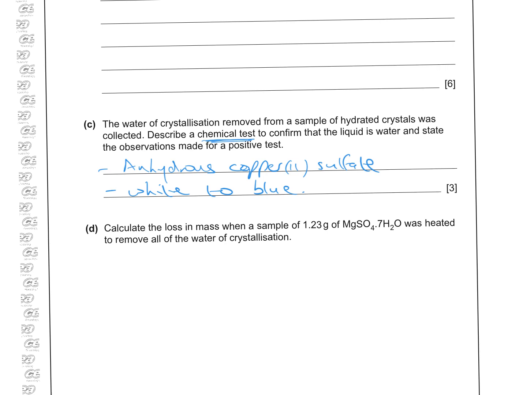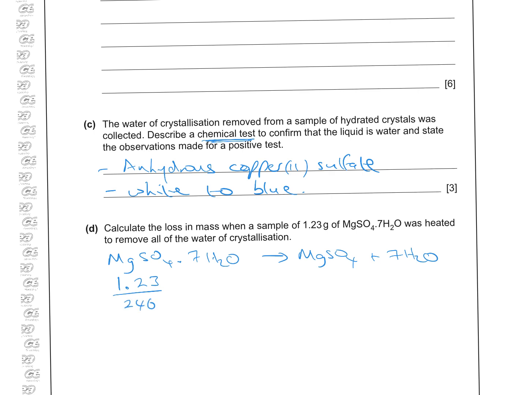Part D, calculate the loss in mass when a sample of 1.23 grams of the hydrated magnesium sulfate was heated. So I'm just going to write the equation here to show the decomposition of this hydrated salt. So when that's heated, it'll go to anhydrous magnesium sulfate, MgSO4, and 7 waters will be lost. So what we can do is work out the number of moles of the hydrated salt. Now the RFM of all of this is 246.